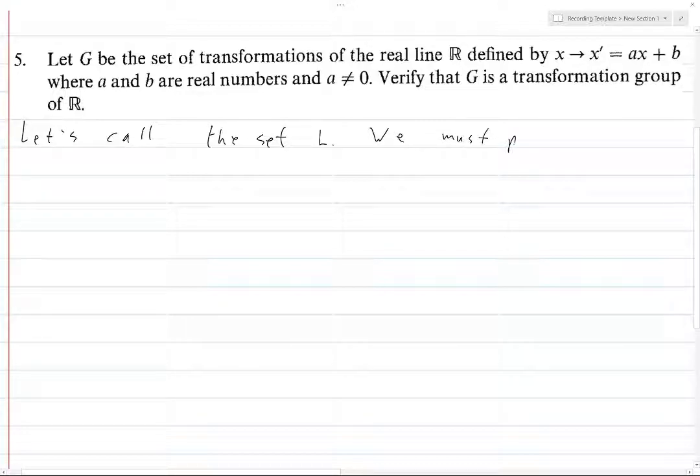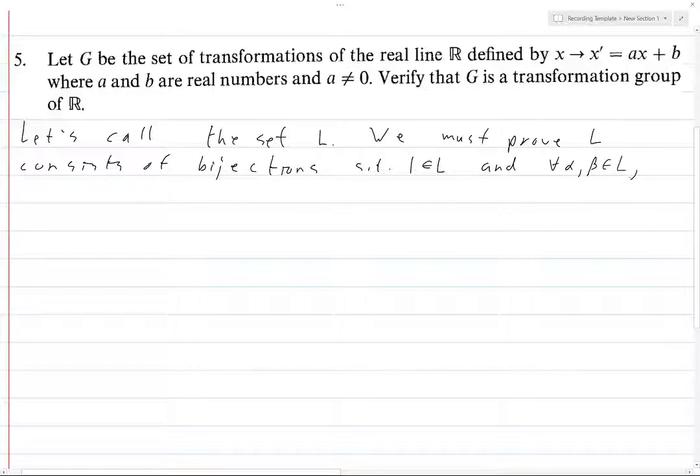We must prove L consists of bijections such that one is in L, and for every alpha and beta in L, both alpha beta and alpha inverse are in L. There's no particular reason why I chose alpha inverse instead of beta inverse. Basically, what you want to prove is that for all alpha and beta, the product alpha beta is in L, and for all alpha in L, alpha inverse is in L. And this just reduces the notation.